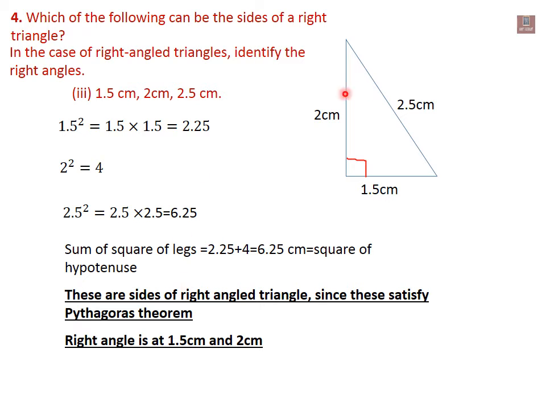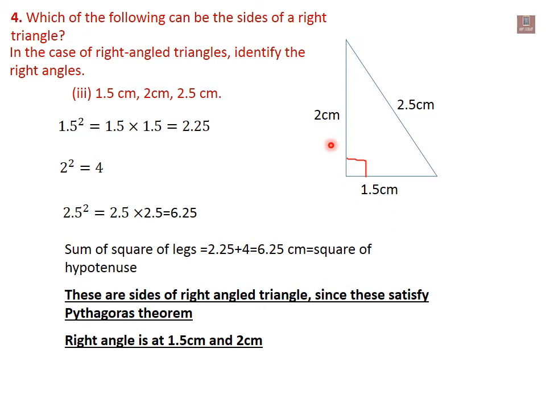If they satisfy Pythagoras property, they form the sides of right angle triangle. So what we have to check? We have to check whether these three sides are satisfying the property of Pythagoras. So what does Pythagoras say? Pythagoras theorem says that square of hypotenuse is equal to the sum of squares of its legs. So we have to check whether square of hypotenuse is equal to sum of the squares of its legs.